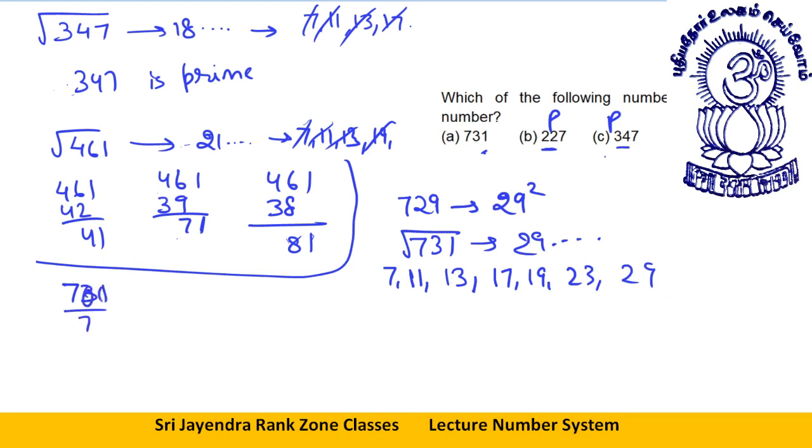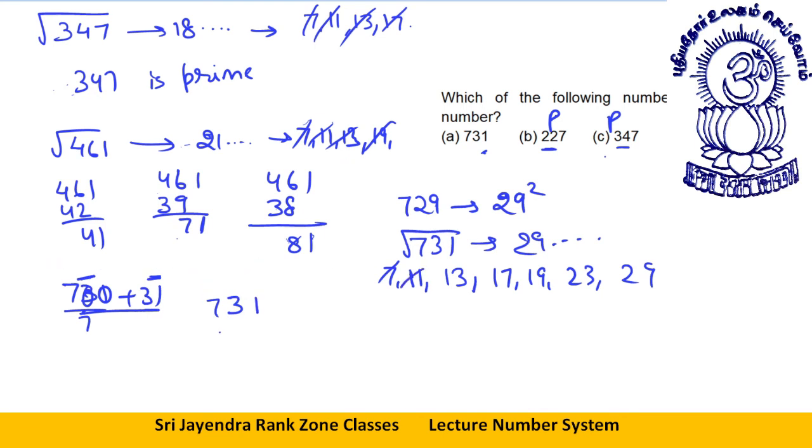731 by 7, I can break it as 700 plus 31. 700 is divisible by 7, this is not divisible. So it is not divisible by 7. 731: 7 plus 1 is 8, 8 minus 3 is 5. Not divisible by 11. 731 by 13: 13 times 5 is 65, 81. Not divisible by 13. 731 by 17.